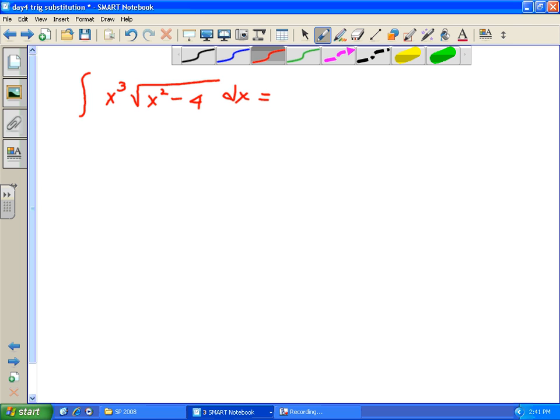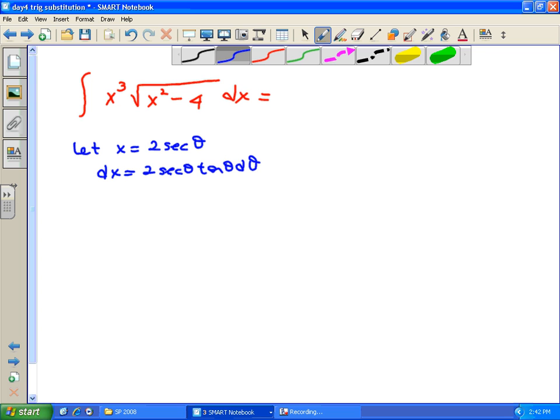And when we see difference of squares, especially under a square root, we know we can use the trig substitution method. So we're going to let x be equal to 2 secant theta. And I'm doing that because you have a variable squared minus a constant squared, so we know that the secant theta choice should be used. Okay, right away let's find dx, which is 2 secant theta tangent theta d theta.